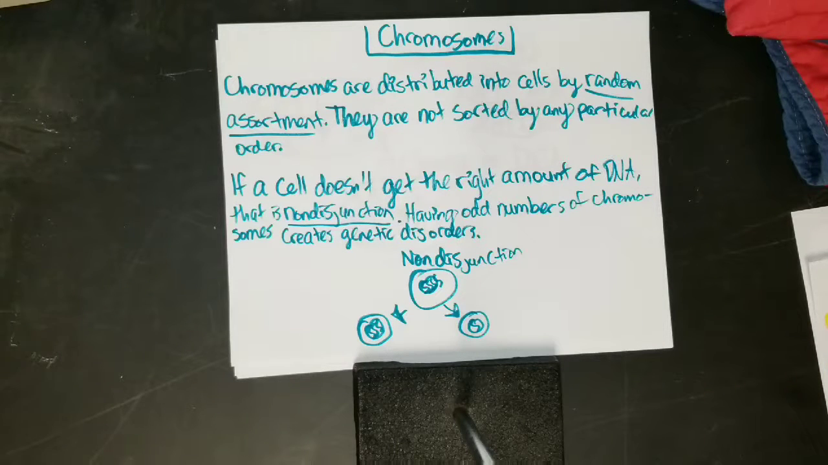Chromosomes are distributed by random assortment. They're not sorted by any particular order, such as size or what they code for. If a cell doesn't get the right amount of DNA, that is called non-disjunction. Having odd numbers of chromosomes creates genetic disorders. As you see, there are 4 in the original cell. It would be 2 and 2 if this were meiosis, but instead it's 3 and 1, which could cause problems within the body.